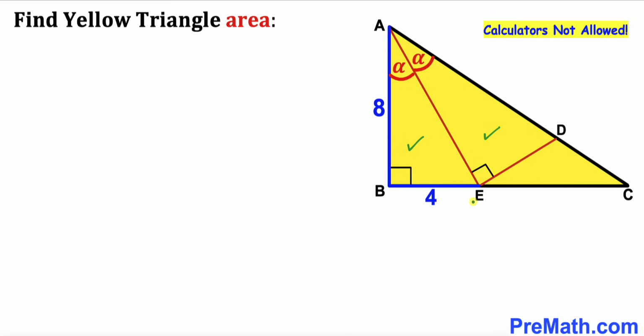As you can see in this diagram, such that this angle EAB is equal to this angle DAE. In other words, both of these angles are congruent and are represented by alpha. Moreover, this side length AB is 8 units, whereas this segment BE is 4. Now our task is to calculate the area of this yellow right triangle ABC, and we are not supposed to be using calculators of any kind.